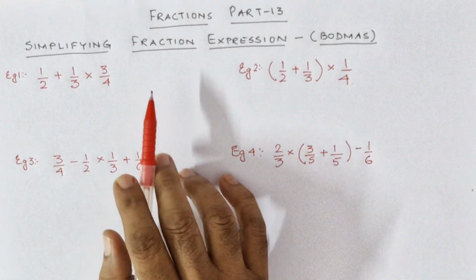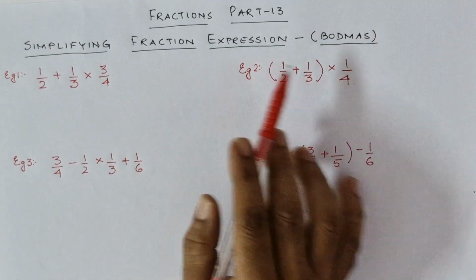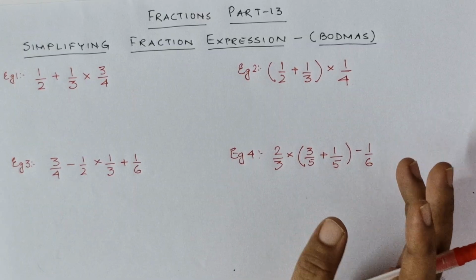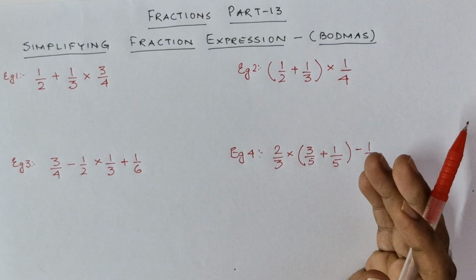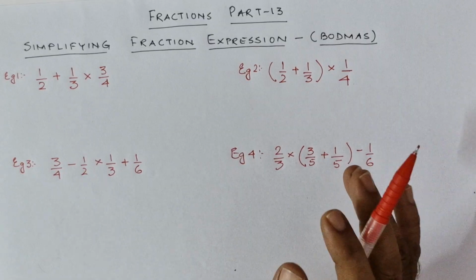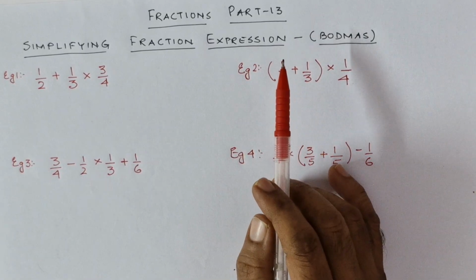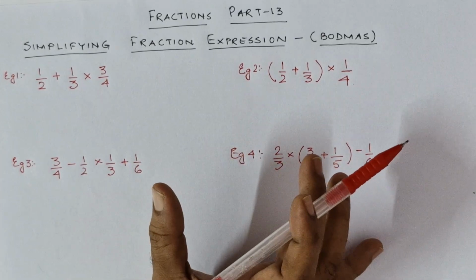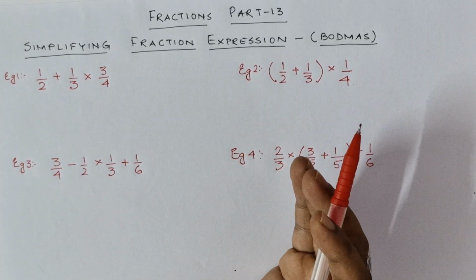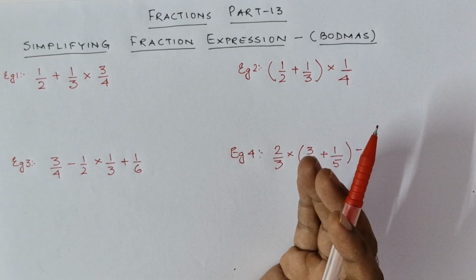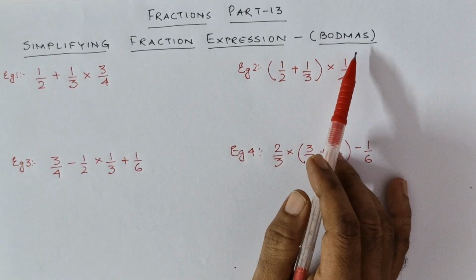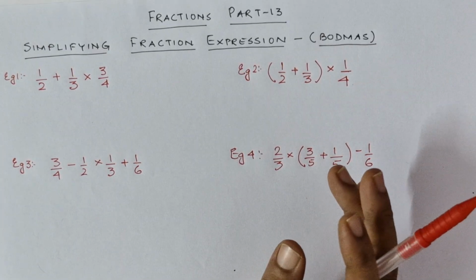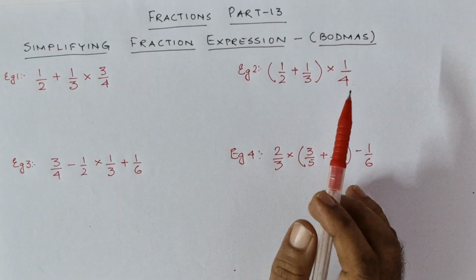Now, today's topic is simplifying fraction expressions by using BODMAS. We have covered, till chapter 12, operations like addition of fractions, subtraction of fractions, and multiplication of fractions. So this is part 13 of the fraction series, where we learn what to do if you get an expression where addition, subtraction as well as multiplication are there, and how to use BODMAS. As we have already learned addition, subtraction and multiplication of fractions, we'll see today how to simplify it.